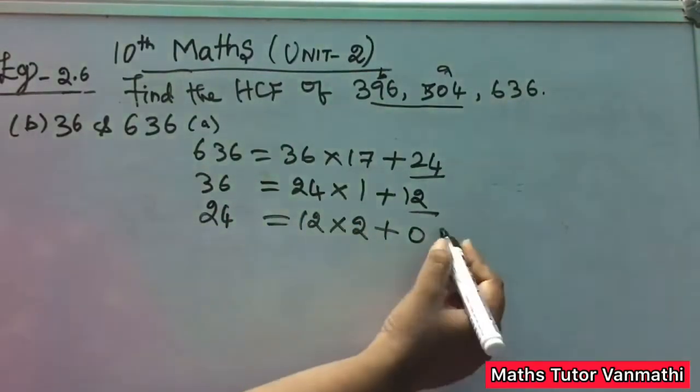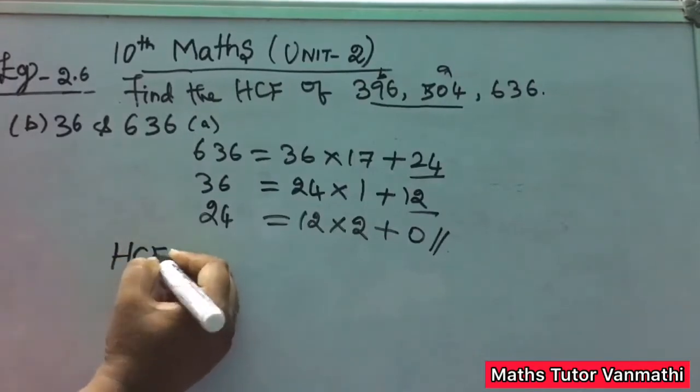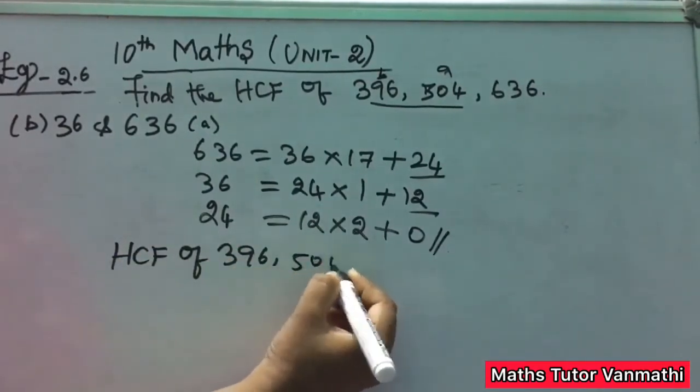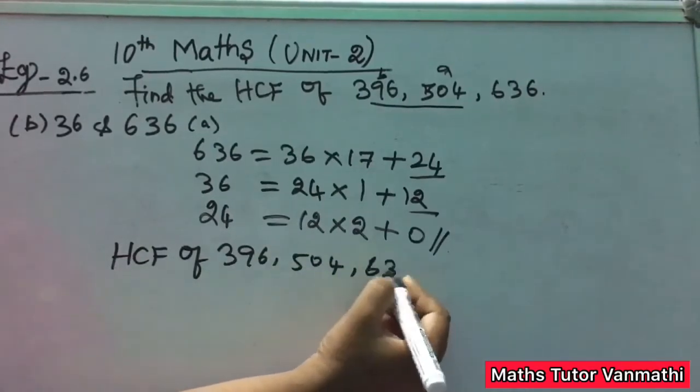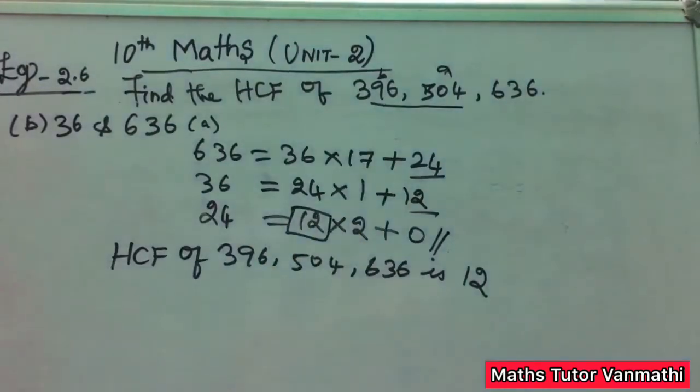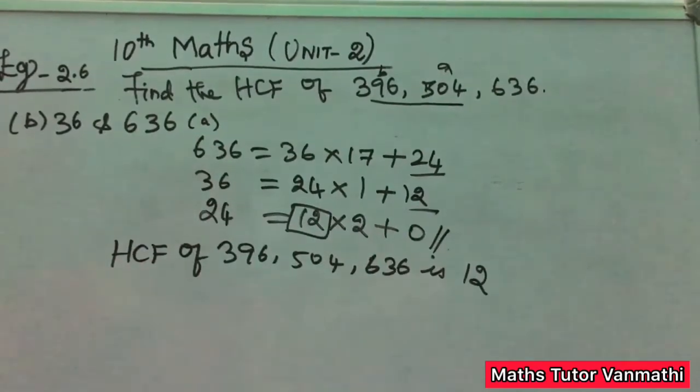From this we can say that HCF of 396, 504, 636 is 12. Clear? Understood? Up to this your example problems are over. Next we are going to see the remaining exercise problems.